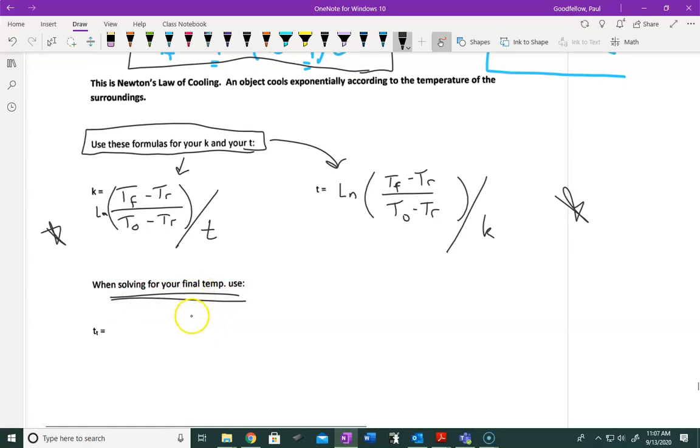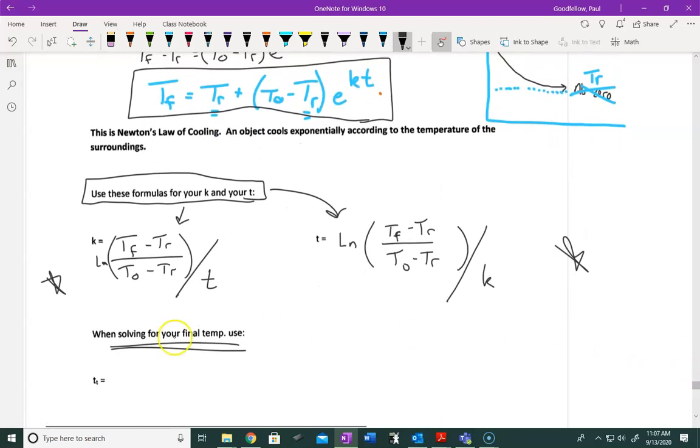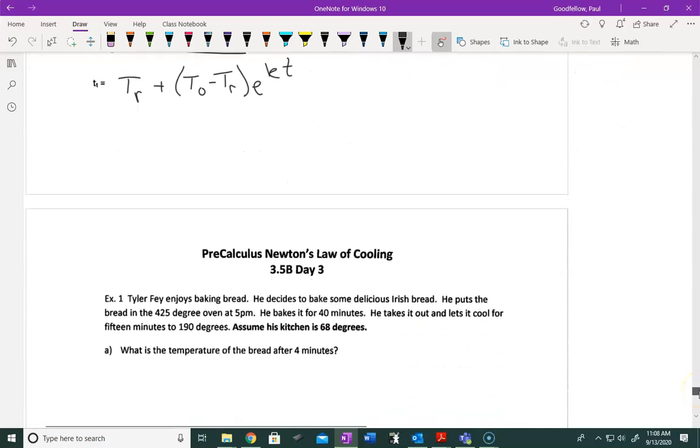If you're really looking for that final temperature, that was the one that I wrote up above, that T sub F. And to find that T sub F, you take the room temperature and you add it to the initial temperature minus the temperature of the room, times E to the KT. That's your Newton's law of cooling that we're going to be using here in just a few minutes, okay? Now, one of the ways we're going to do this is we're going to try it on just a baking problem, and then I'm going to show you that there is actually a forensic way of using this particular formula as well, which is really fascinating. It's got some cool things to it.